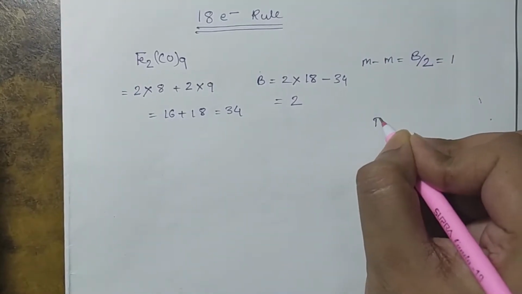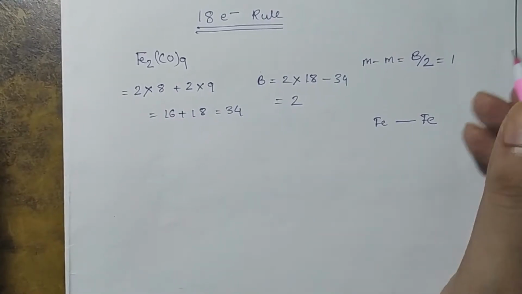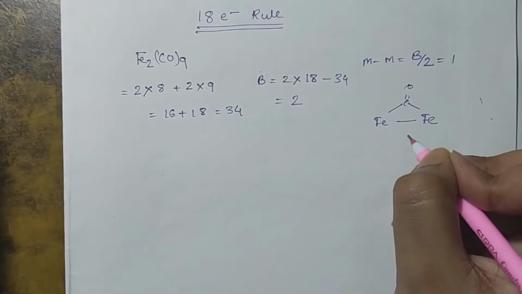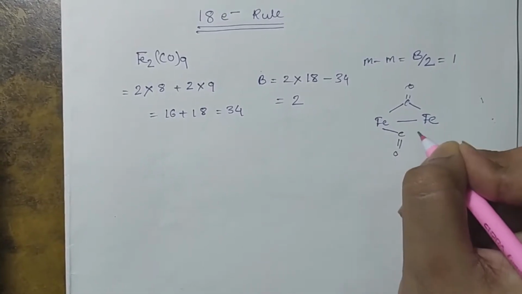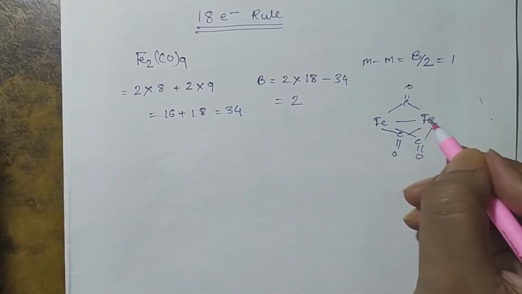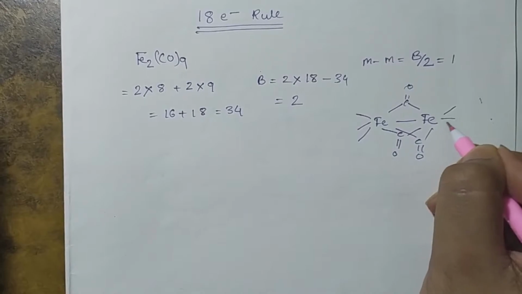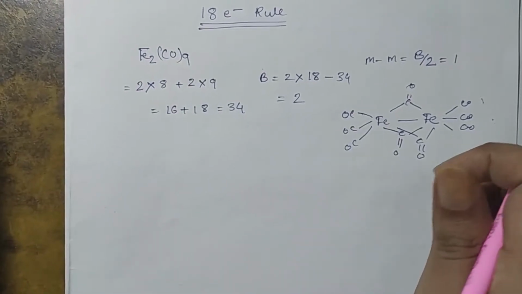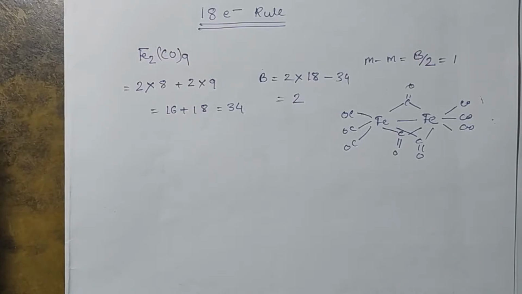So the structure will be like this. There is one metal-metal bond, and there are 9 ligands. One of the possible structures is this, with one bridge center. One of the probable structures will be like this: 3 bridging carbonyls and 3 on each metal center. So this is one of the most probable structures. You can also draw one bridging carbon monoxide ligand and 4 terminal carbonyls on either side. But the most important fact asked in CSIR NET is the number of metal-metal bonds. You just have to calculate it out.